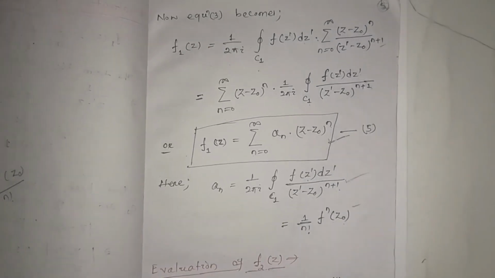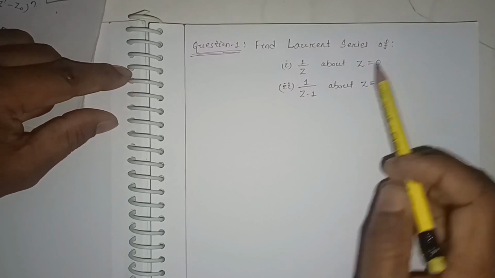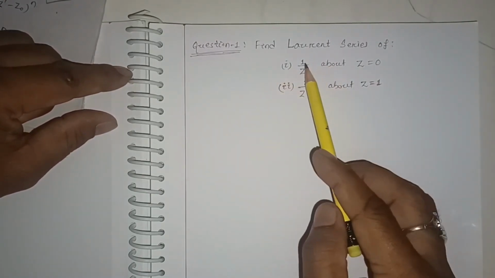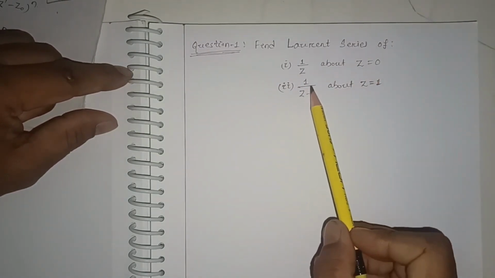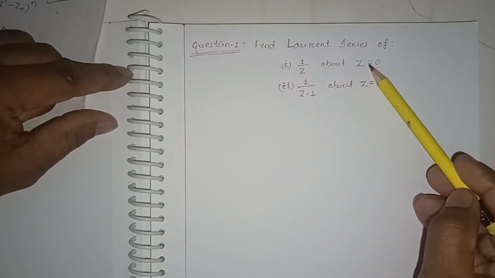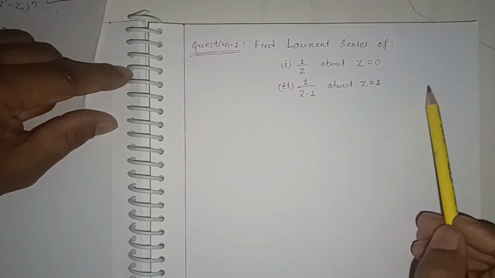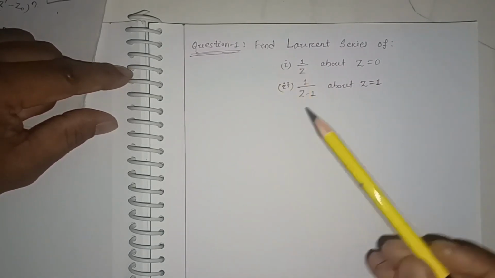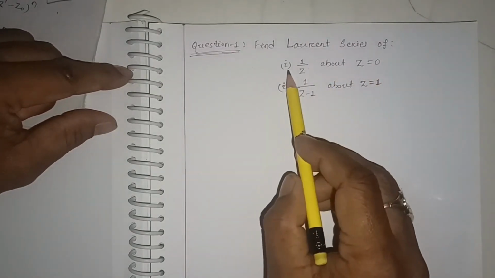Okay, now we are going to go for the numerical. Our first numerical is this one: find the Laurent series of, here two parts are there. The first part is the function 1 by z about z equal to 0. The second question is 1 by z minus 1 about z equal to 1. Clearly for this question z0 is the singular point of the function, and for this function, z equal to 1 is the singular point. That means in this question it has been asked that we have to find the Laurent series of this function and this function about their singular points. Okay, first we are going to go for the first one, then the second one.